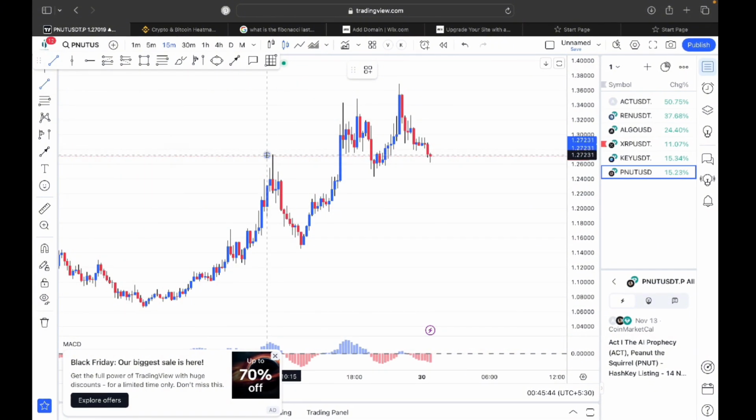The trade played out perfectly, delivering great profits while sticking to the plan. It was a textbook example of how technical analysis can guide trading decisions effectively.